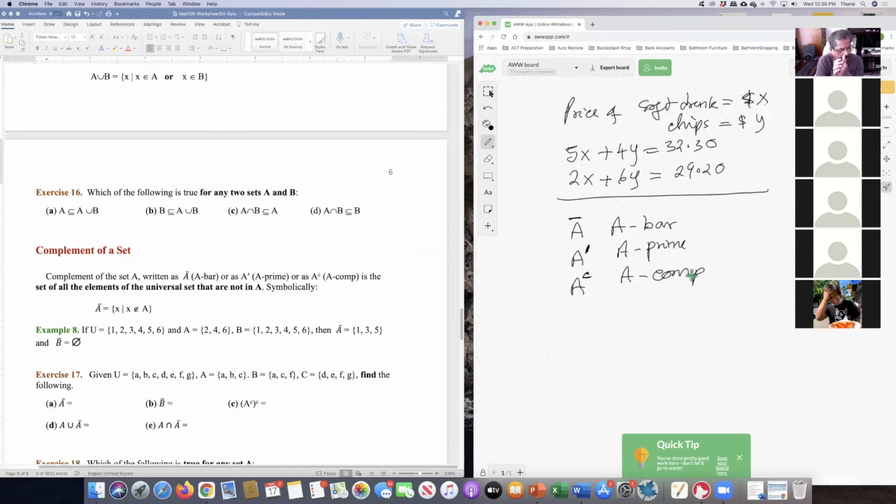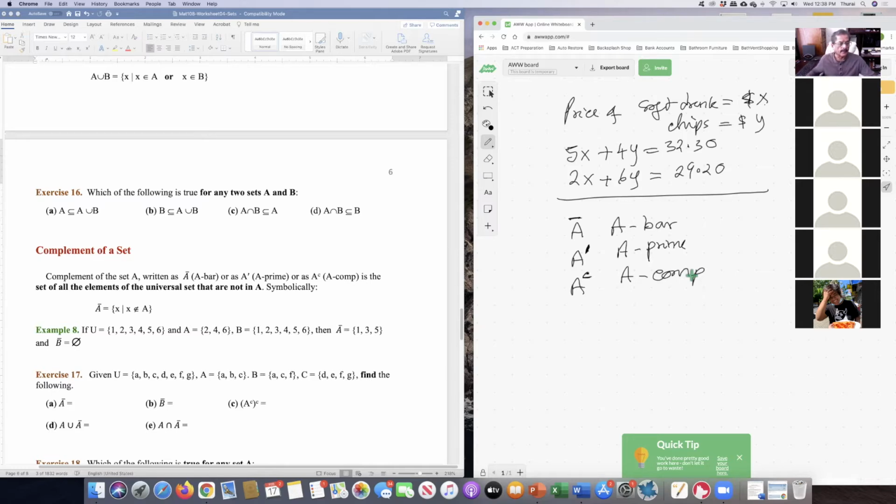Unfortunately, there are 3 notations and different books may be using different notation. So you need to understand that all three of them are the same, and whichever symbol they use, you have to correctly identify that as complement. Basically, the complement of A is all the elements of the universal set that are not in A. So everything that is not in A will be the complement.